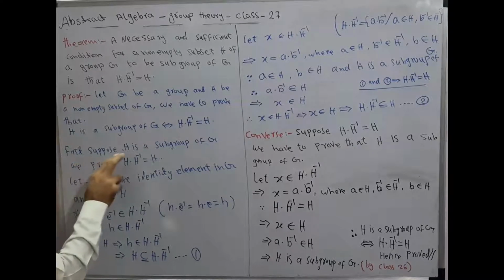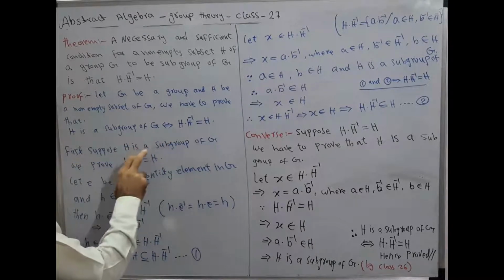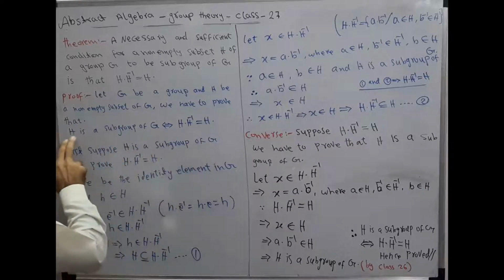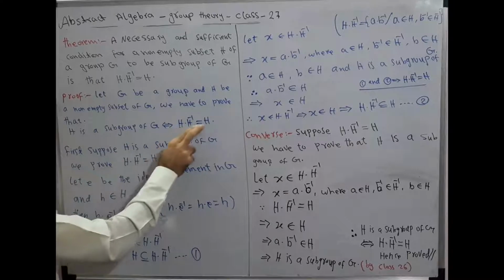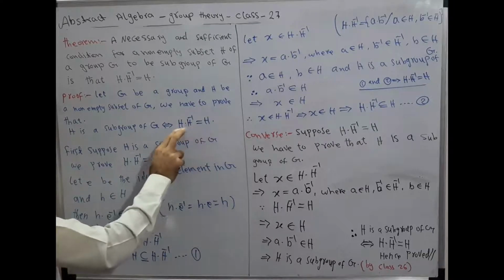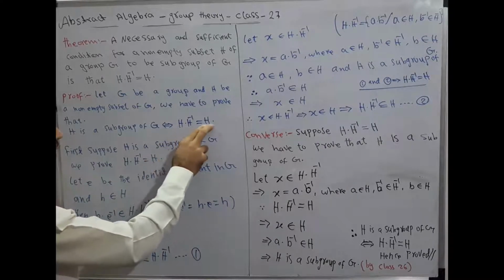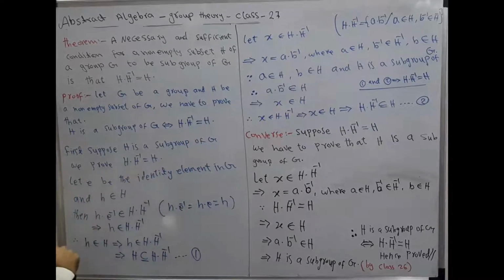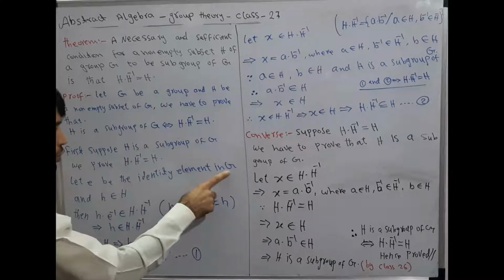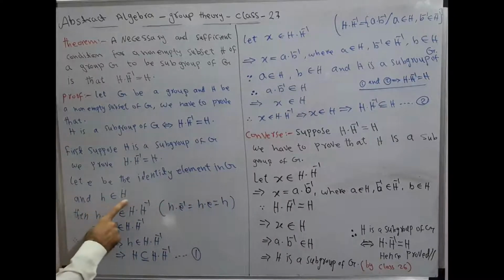First, suppose that H is a subgroup of G. We prove the right side of the theorem: H into H inverse equals H. Let E be the identity element in G, and small h belongs to H.